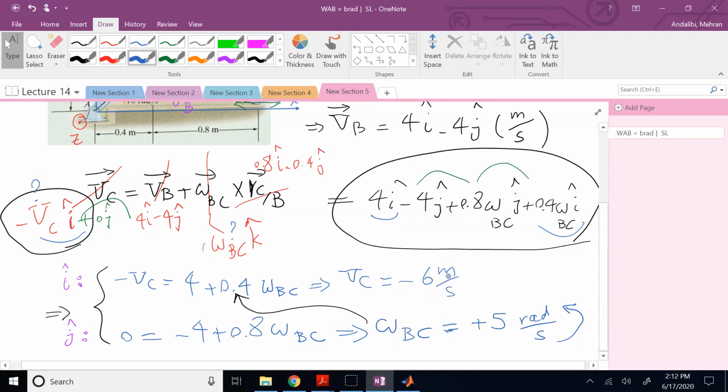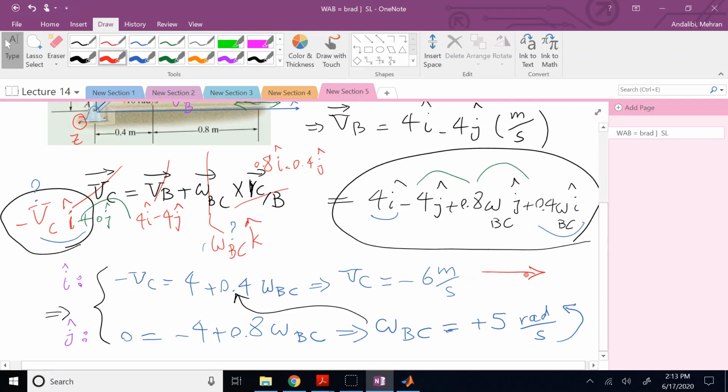Now, what does it mean? I assumed it to be negative, but now the answer I found for VC is negative. Negative means whatever direction you initially assumed is not correct. You should invert it. So I considered it to be to the left, but this one tells me no. Actually, it's this negative 6 times negative I, so it is positive 6. So the actual direction of motion for point C is to the right.